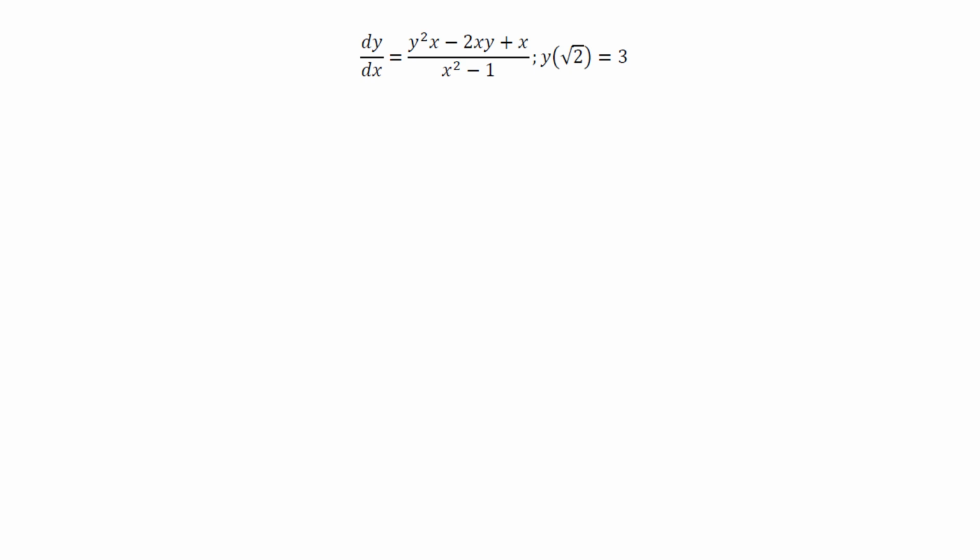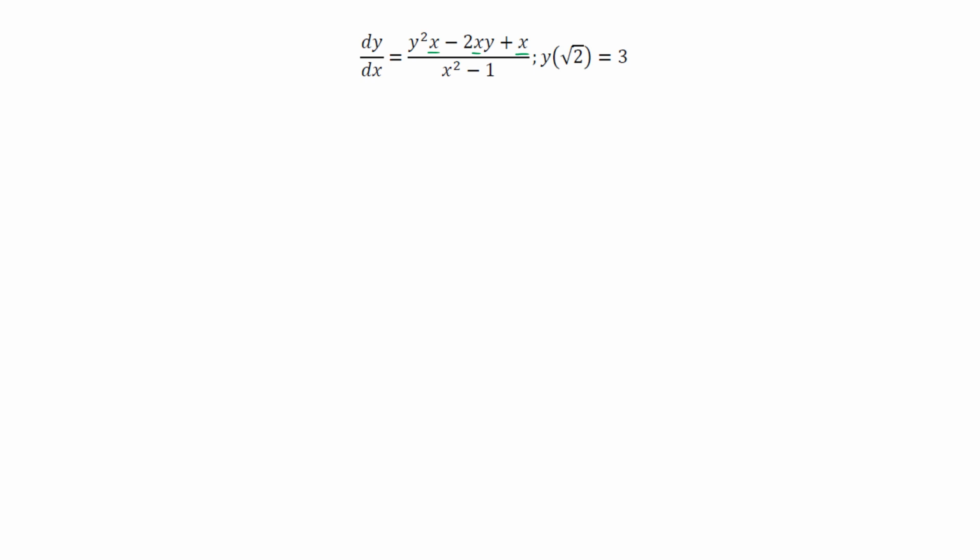All right, our last initial value problem for separable equations is dy/dx equals (y squared x minus 2xy plus x) over (x squared minus 1), with an initial condition of y of the square root of 2 equals 3. Let's first distribute out the x in the numerator, because I notice each of the terms in the numerator has an x.